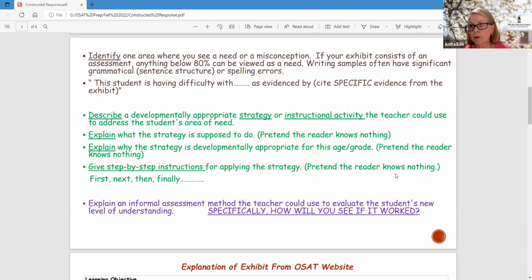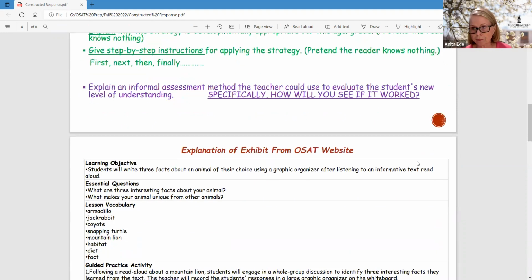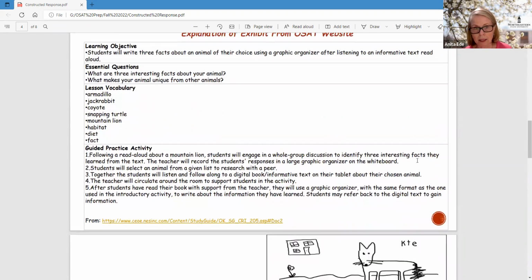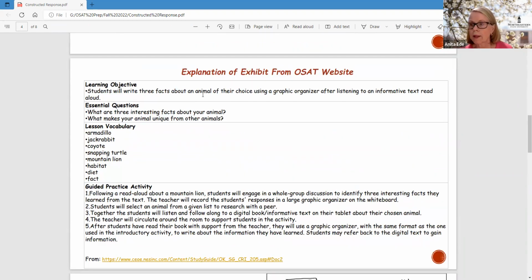So now I'm going to have you look at what is actually out there on the web, and we're going to talk about it. This is one exhibit that has been used for the constructed response. The exhibit is a lesson that was taught to children. The learning objective was students will write 3 facts about an animal of their choice using a graphic organizer after listening to an informative text read aloud. It sounds like a good lesson. They do not have an age group in here. My guess is this is probably 1st or 2nd grade.